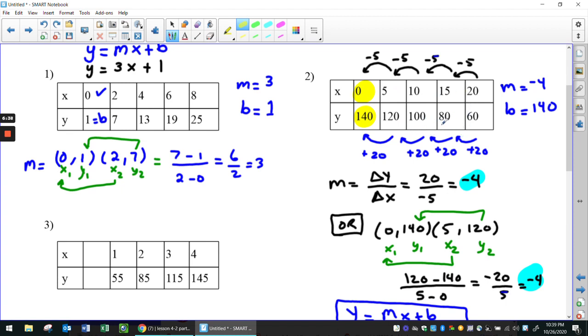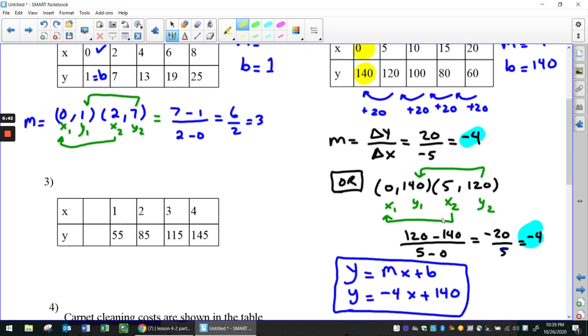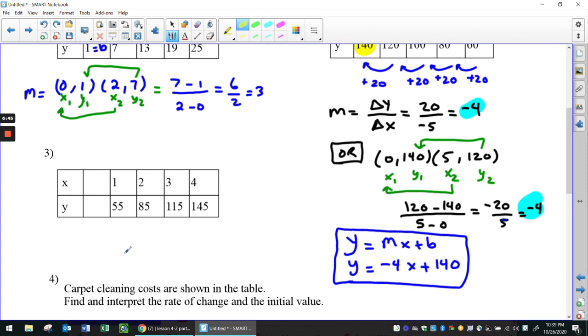This is a linear equation. It comes out to be a linear equation, so you will be fine to do that. Okay, let's look at the next example here, number 3. On this one, you do not know what the corresponding value for y is when x is 0, because x equals 0 is not given to you.